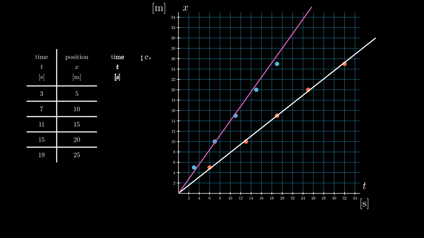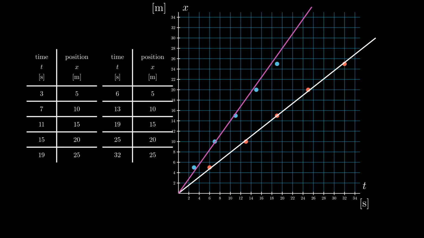Let's bring up both measurement tables and compare the time values. For the blue points, we reached 25 meters in 19 seconds, whereas for the red points, we covered the same distance in 32 seconds. That is, in the case of the red points, the measurements took more time to cover the same distance. Thus, we can conclude that for the red points, the uniform motion was slightly slower, whereas for the blue points, the motion was slightly faster, and this is easily observed from the slopes of the lines. The steeper the slope, the greater the velocity.